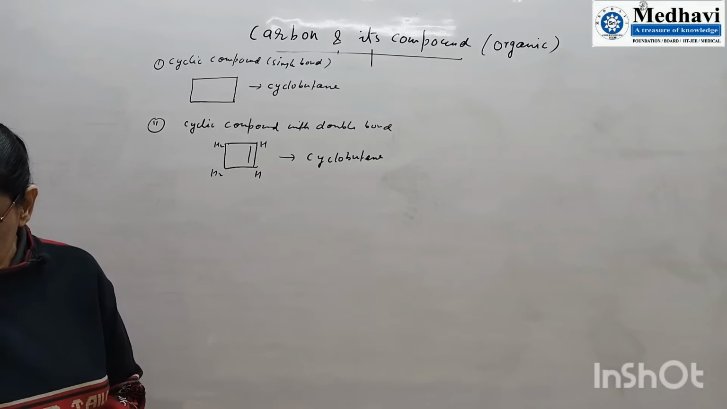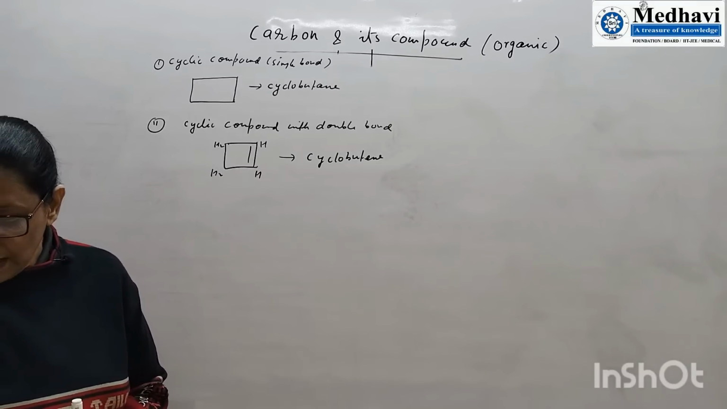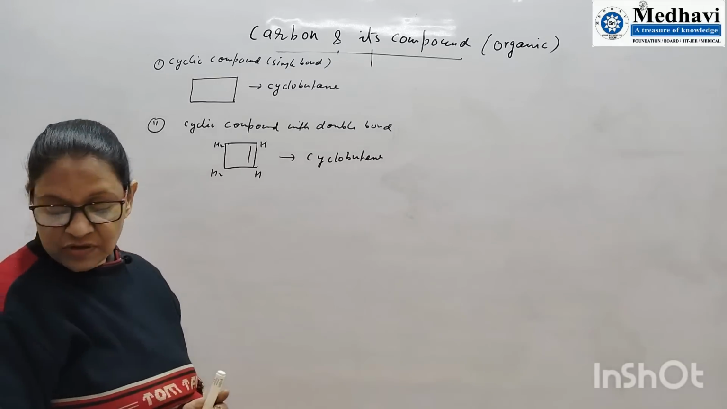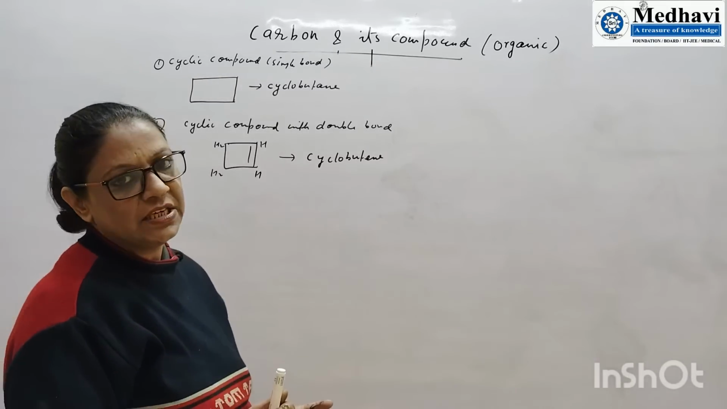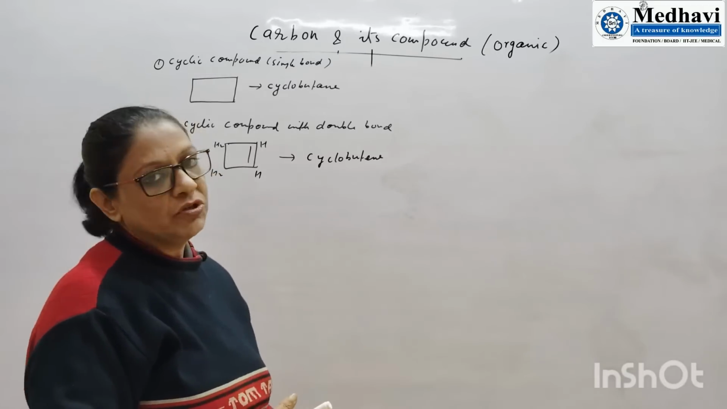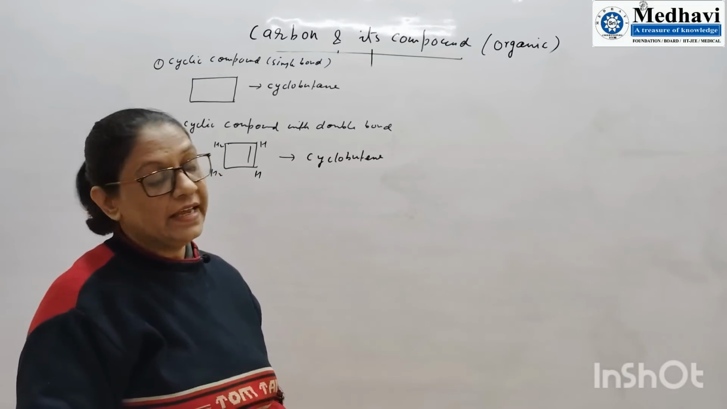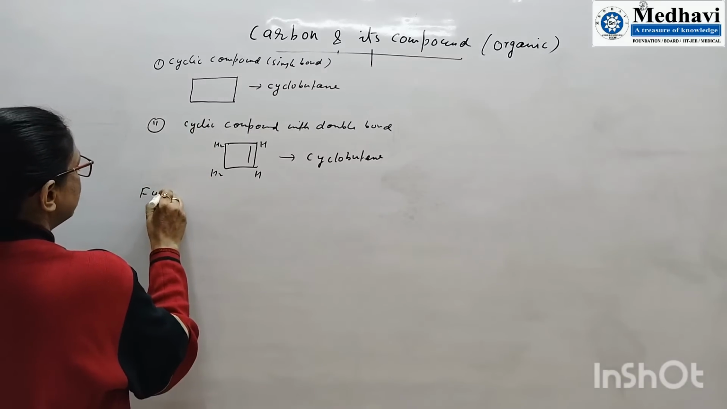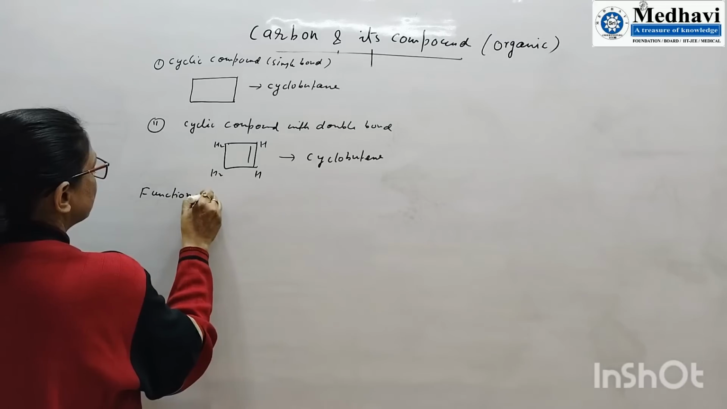Next question is given here. Give one member of saturated hydrocarbon and unsaturated hydrocarbon. I think this is easy. Saturated is methane, ethane, propane, butane. Unsaturated is ethene, propene, butene. After that, the next part that we have to discuss is the functional group.